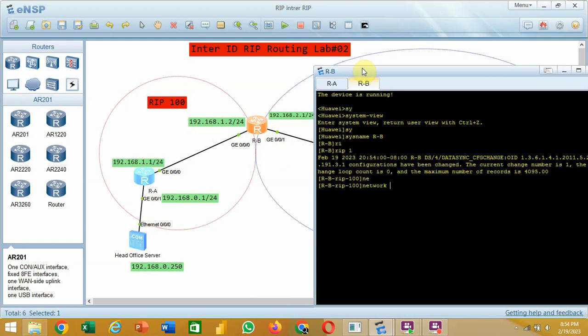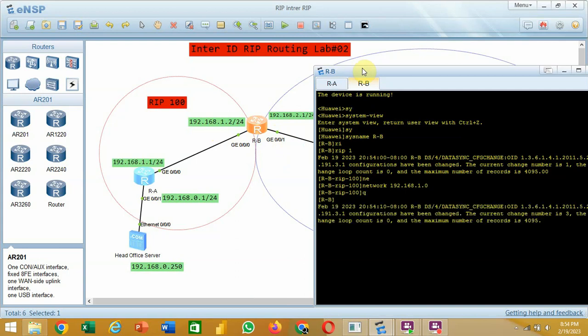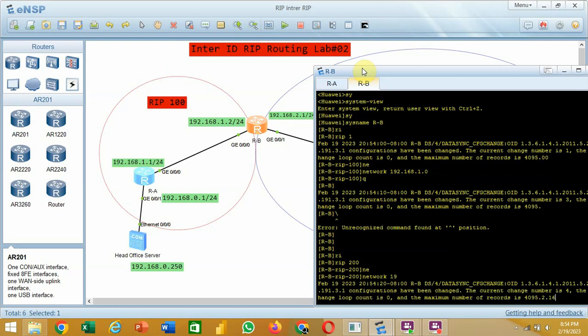Give network address 192.168.1.0, and now configure RIP 200. Network 192.168.2.0.